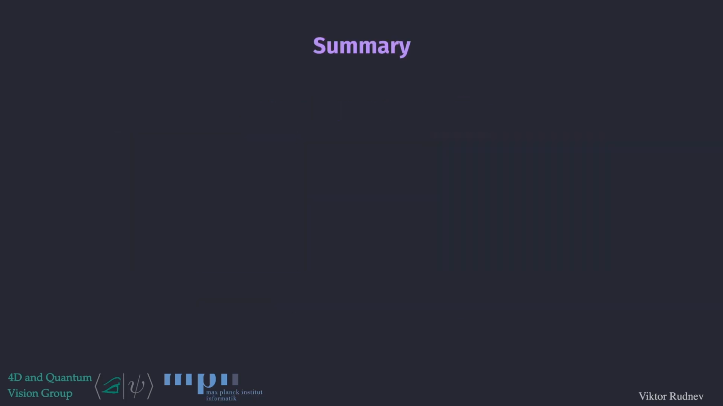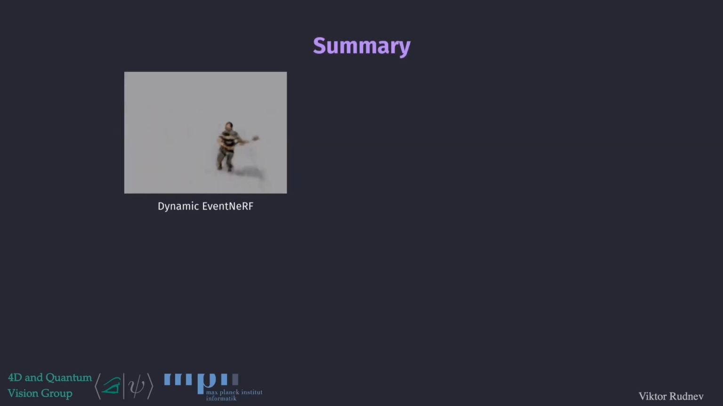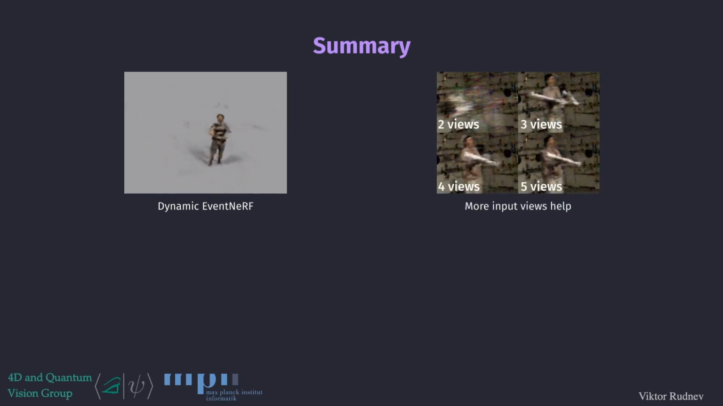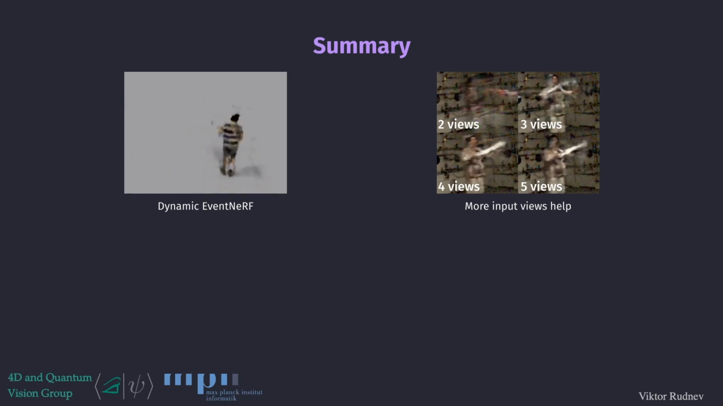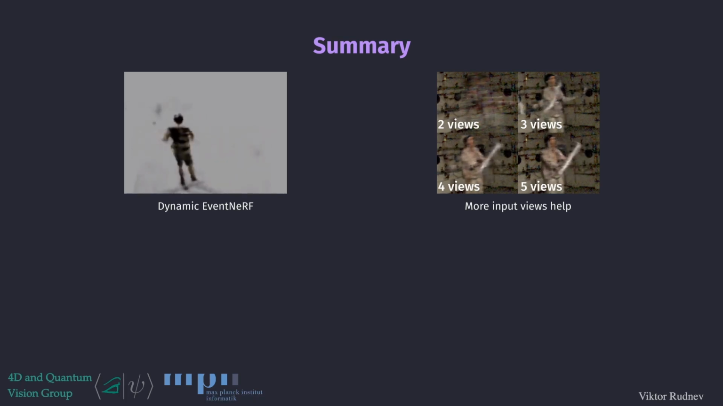In summary, we introduced dynamic EventNeRF, the first method for 4D reconstruction of general scenes from multi-view events and sparse RGB frames, producing state-of-the-art results in dim light and fast motion. Our experiments show that the quality indeed significantly improves by using additional input views, which can justify the usage of and additional research on multi-view event setups for 4D reconstruction.